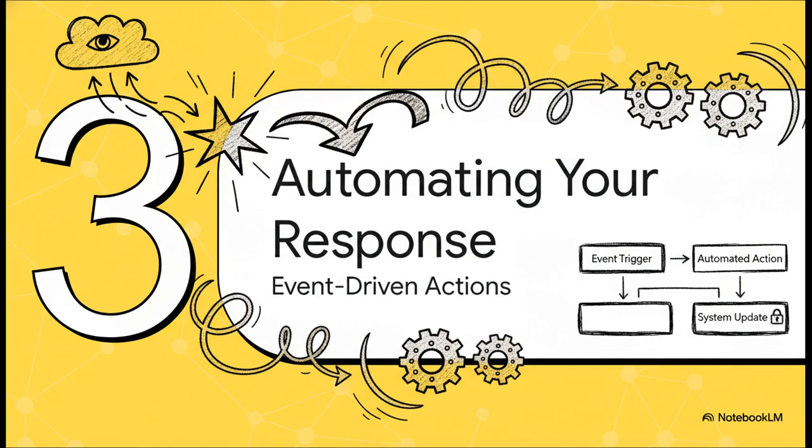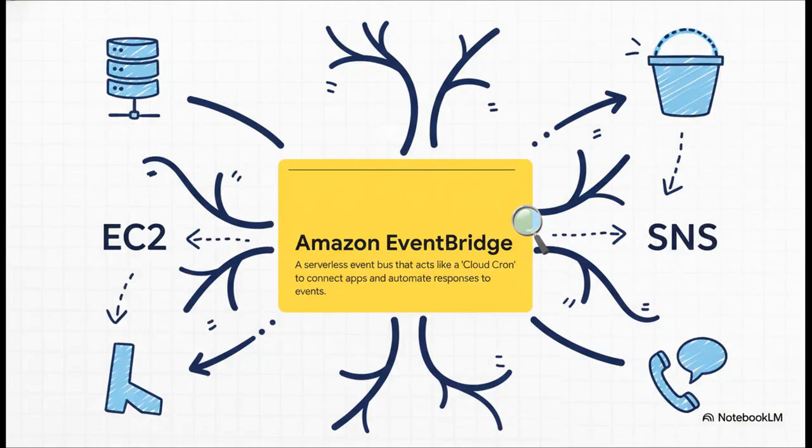Okay, so we've got our data flowing, and we've got our alerts set up. Awesome. But why stop there? Let's talk about automating our response so we can fix problems without even having to wake someone up. Meet Amazon EventBridge. Honestly, the best way to think about this is as the central nervous system for your entire AWS account. It's constantly watching for events, things like an EC2 instance shutting down, or a new file landing in an S3 bucket, and then it automatically triggers an action. That action could be anything, like firing off a Lambda function or sending a message. It's the glue that holds all of your automated workflows together.